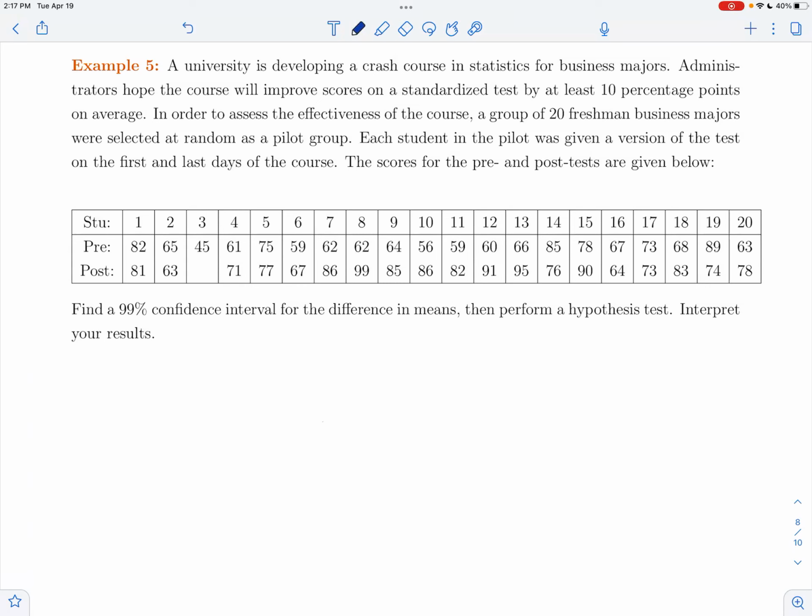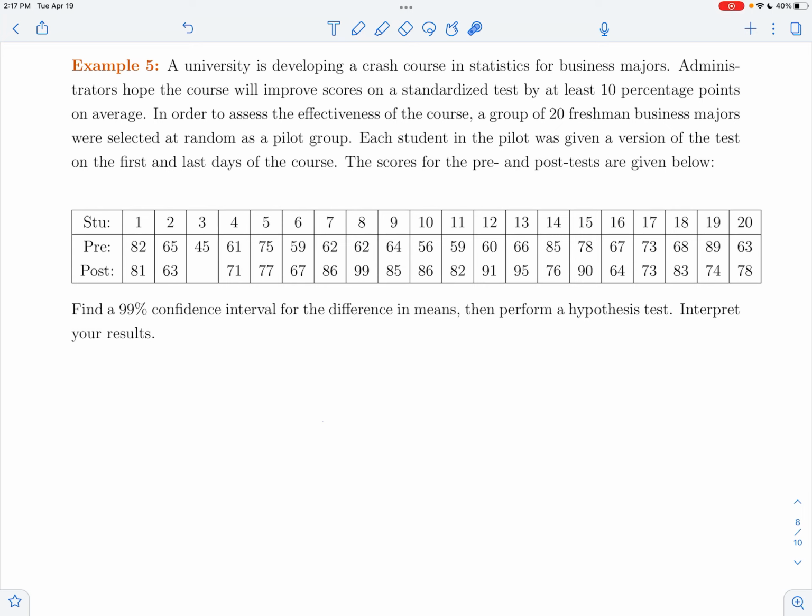Here is the promised example 5 from chapter 10. You'll notice this problem is very similar to a problem that we did in chapter 9, almost the same. I've just tweaked the data just a tiny bit. So just to remind you, we have this course in statistics for business majors, and the college administration is hoping that the course will improve scores on a certain standardized test by at least 10 percentage points.